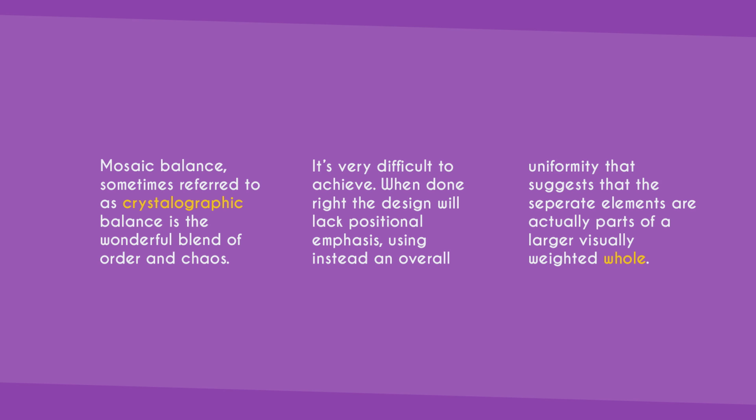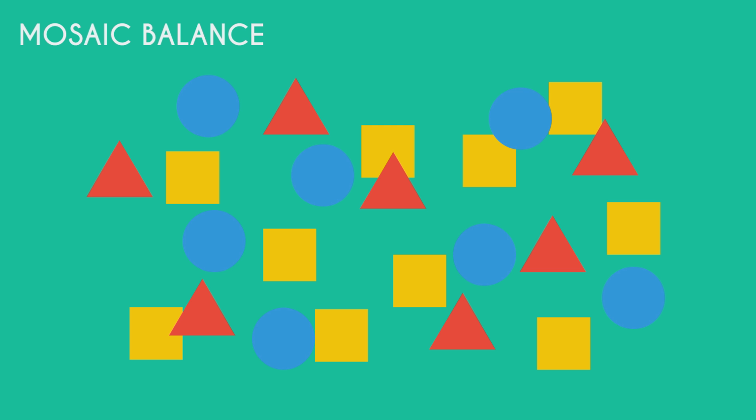It's sort of a blend of order and chaos. So the posh way of describing it would say it lacks positional emphasis, but instead uses an overall uniformity that suggests the separate elements are parts of a larger weighted whole. And what that actually means is all the red triangles here, for example, are not linked in any way to the yellow squares or blue circles in any uniform manner. You can see that the red triangle overlaps the yellow square in the center there, but then others are completely separate. They never touch. So there's no uniform sense of relationships or balance.